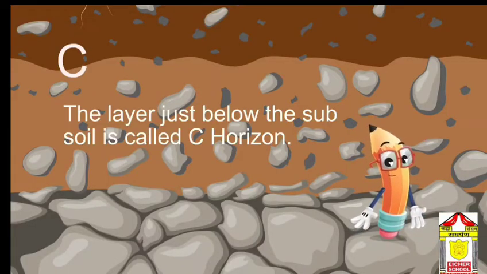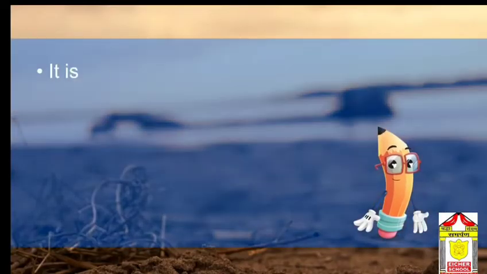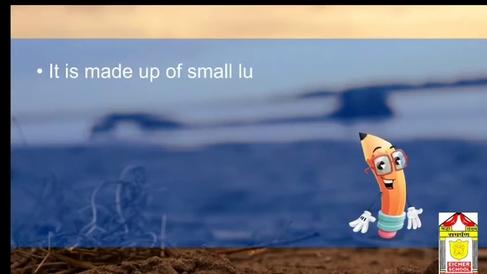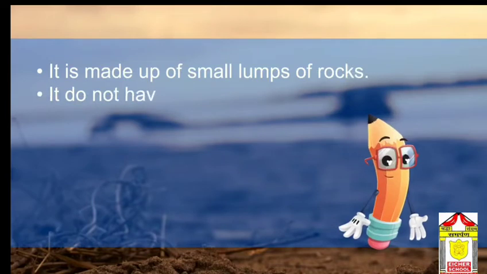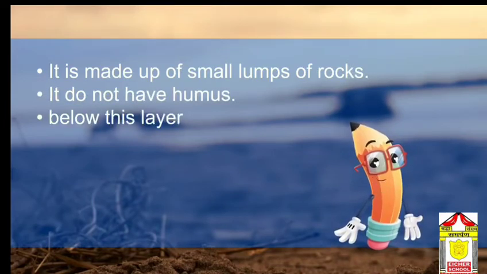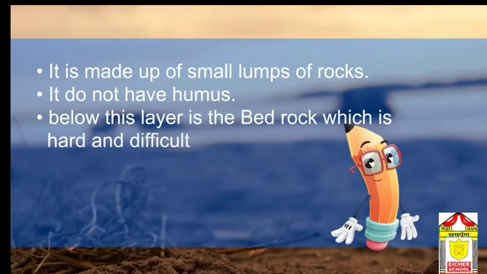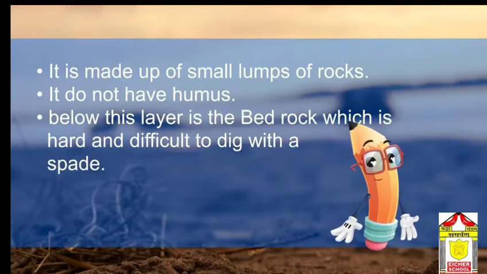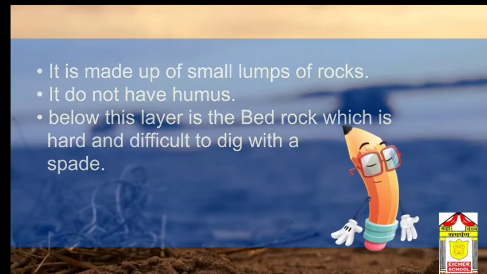Now let us discuss about C horizon. The layer just below the subsoil is called C horizon. It is made up of small lumps of rocks. It does not have humus. Below this layer is the bedrock, which is hard and difficult to dig with a spade. So this is all about the three horizons.